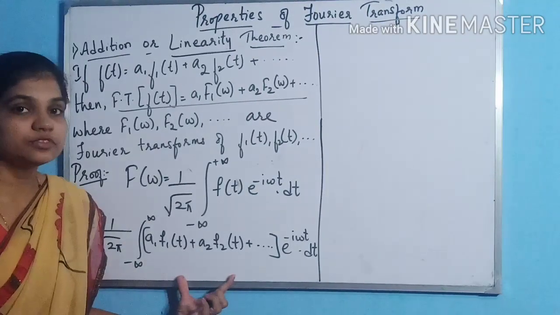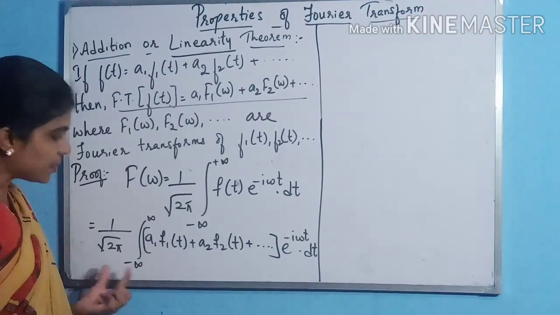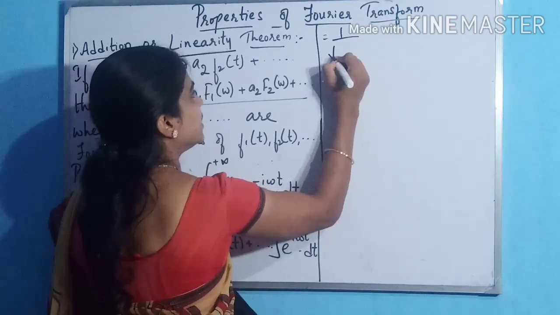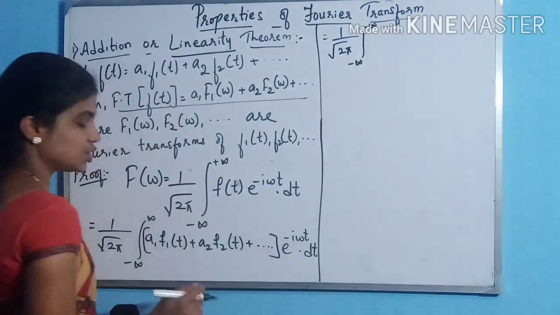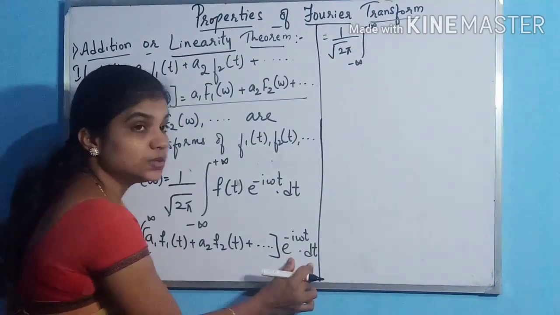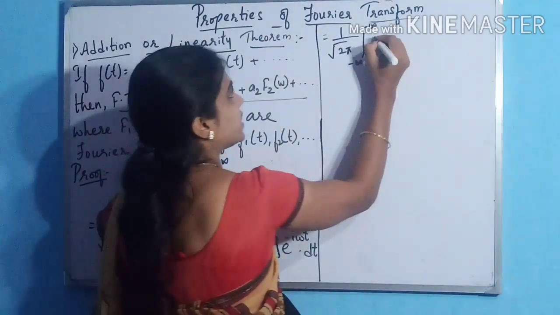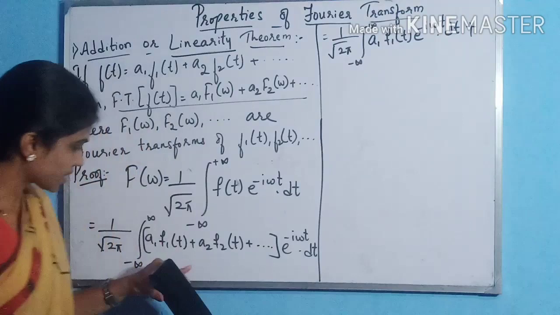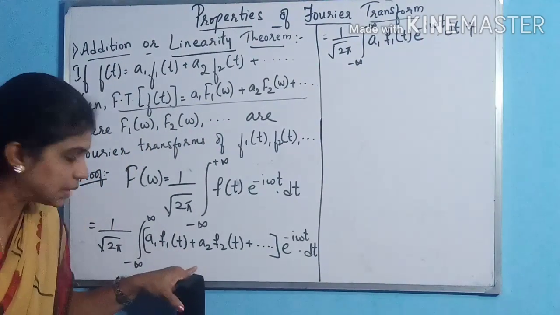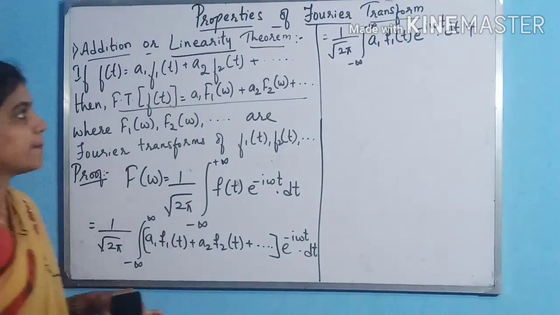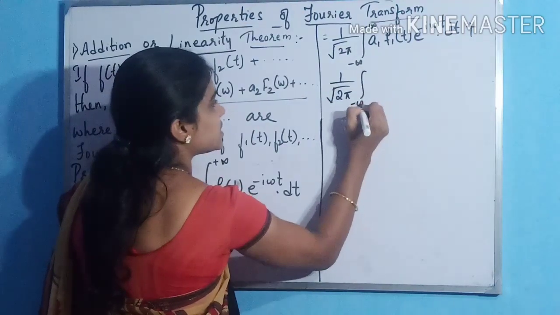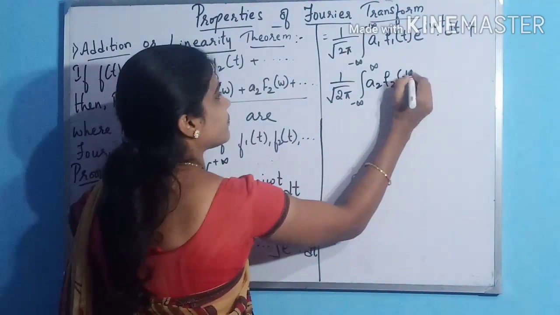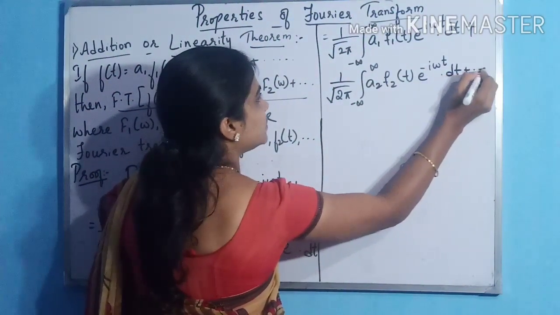Now what is our next step? Our next step is to remove the bracket. So to remove the bracket, we will multiply 1 by root 2 pi and e raised to minus i omega t inside the bracket. So what we get here? We get 1 by root 2 pi integration from minus infinity to plus infinity a1 f1 of t into e raised to minus i omega t dt, plus, what is our next term? 1 by root 2 pi, again we multiply inside. So we have 1 by root 2 pi integration from minus infinity to plus infinity a2 f2 of t into e raised to minus i omega t dt. Right?